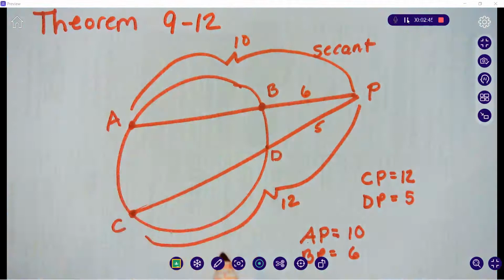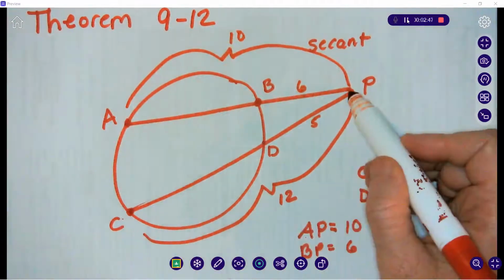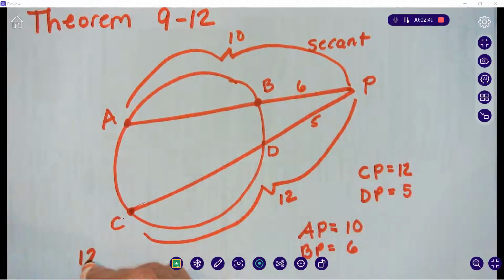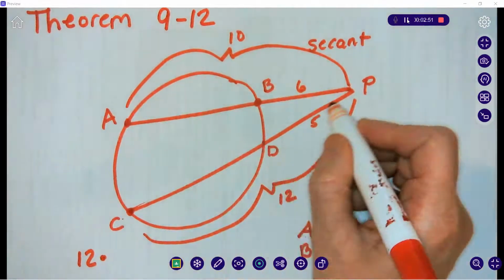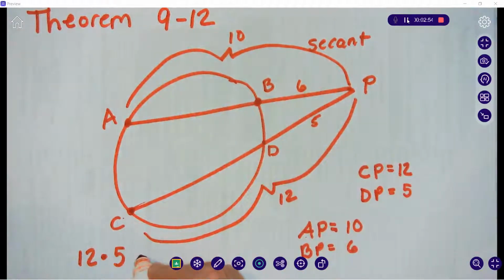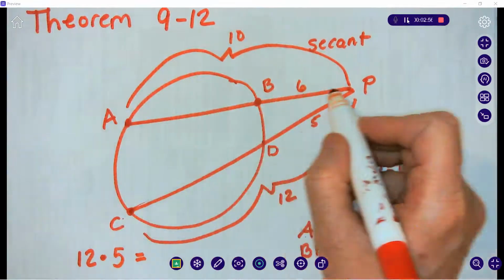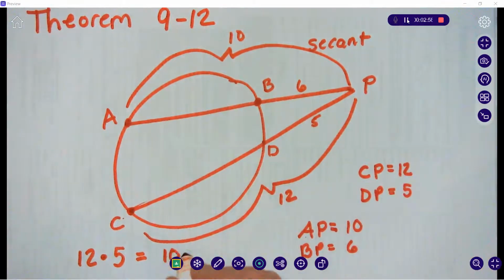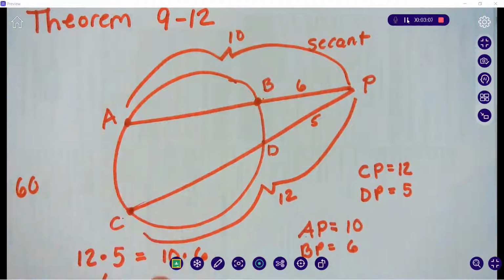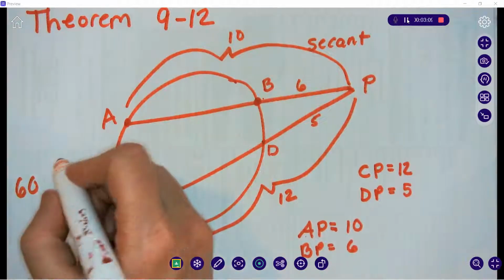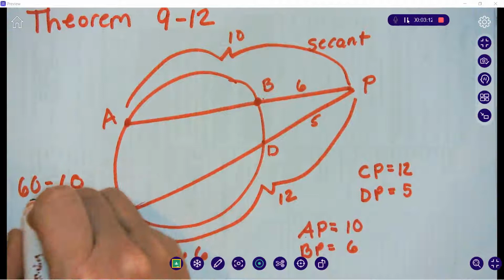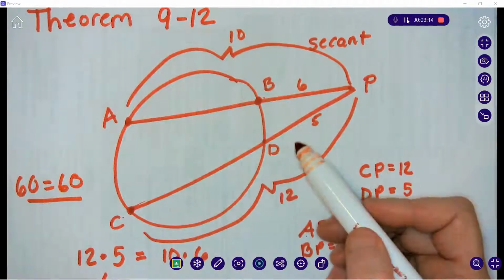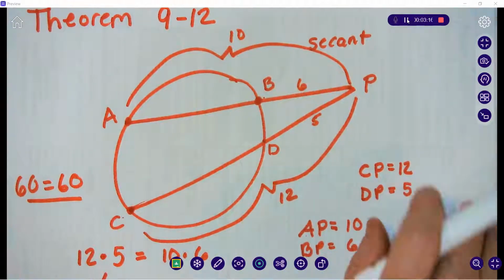This theorem states then that this entire piece of the secant, which is 12, if you multiply it by its external segment, which is 5, it should equal this whole secant, which is 10, multiplied by its outside segment, which is 6. 12 times 5 is 60, right? And 10 times 6 is also 60. So they equal. So we'll be able to use this theorem to figure out parts of the circle as well.